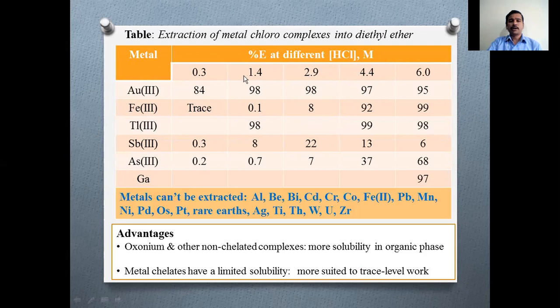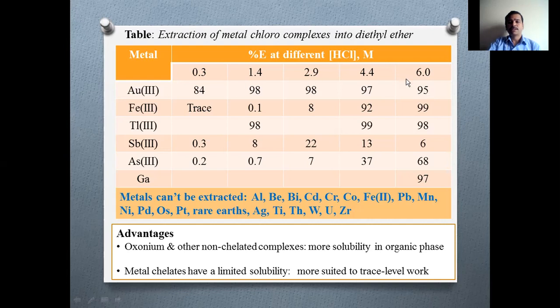So if you use 0.3 molar hydrochloric acid, what is the extraction efficiency? Similarly, for 1.4 molar, 2.9 molar, 4.4 molar, and 6 molar. The first row after percent extraction indicates the concentration of hydrochloric acid to be maintained. If you use 0.3 molar hydrochloric acid, gold will be extracted to only 84%. If you use 1.4 molar, it is 98% extracted. At 2.9 molar, 98%, 4.4 molar, 97%, and at 6 molar, 95%.